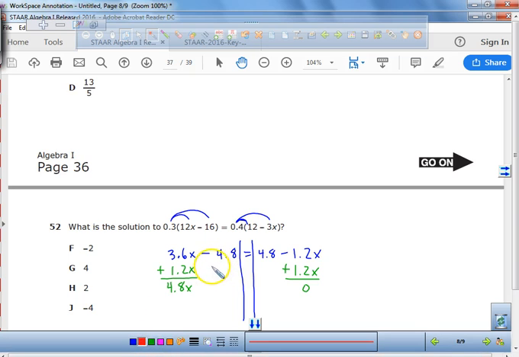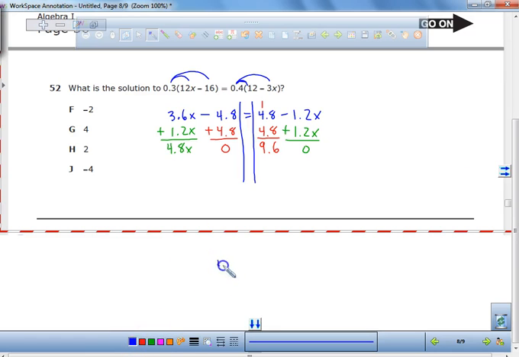Over here, how do I get rid of the negative 4.8? I have to add 4.8. Or you can just take it and throw it across the equal sign. And if it's a negative, it becomes a positive. Now this zeroes out. These add together to get 9.6. So what are you left with? 4.8x equals 9.6. What are we going to divide both sides by? That's right. Divide both sides by 4.8. And what is x equal? 2. That's your answer.